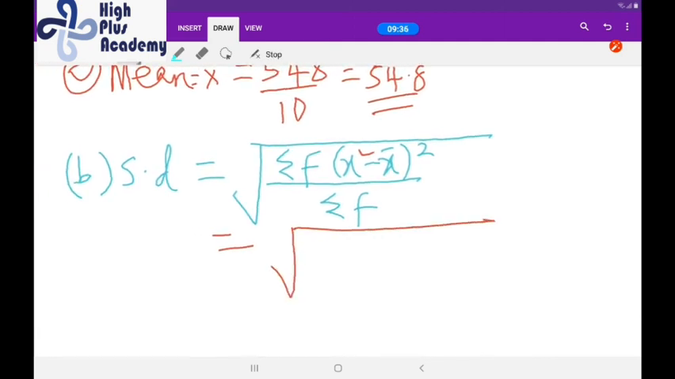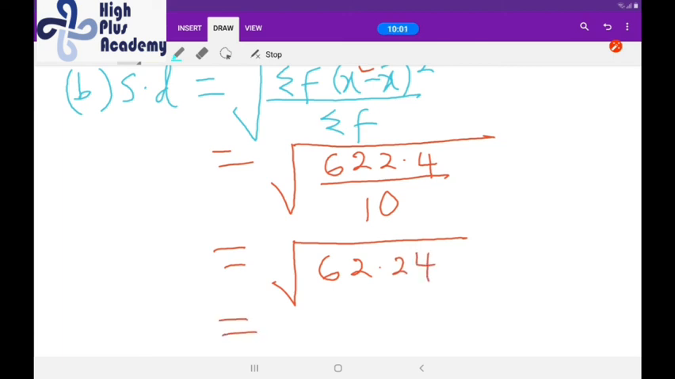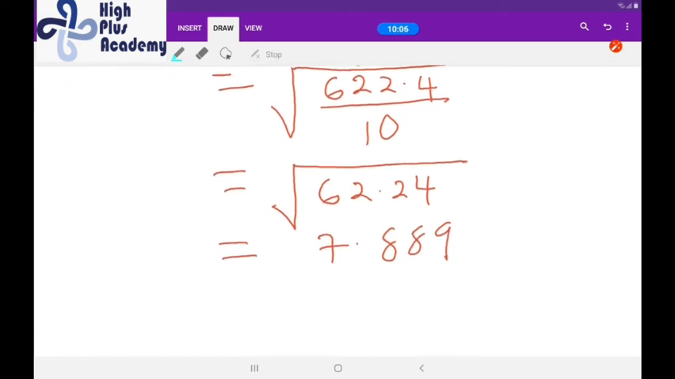the square root of the variance, and the variance is 622.4 over summation f that we got, which was 10. If you do that very well, that inside is the variance. I've been saying it so that you can get familiar with that. This one will give us 62.24, and the square root will give us 7.889, and that is our standard deviation, 7.89.